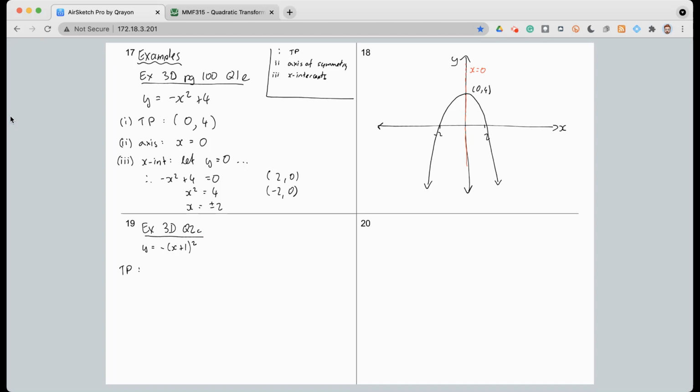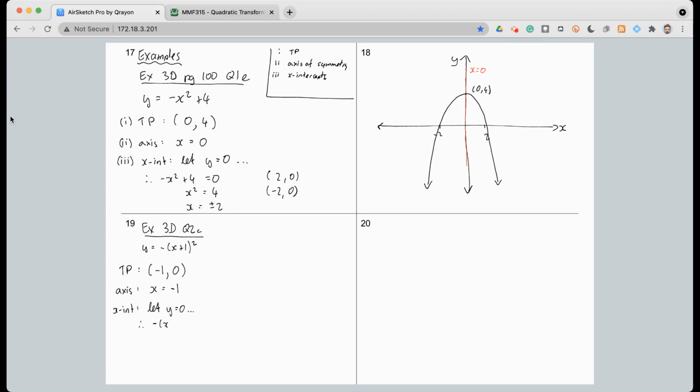The base graph says 0, 0, so the new turning point is going to be minus 1, and with no translation up or down, it's -1, 0. The axis of symmetry is going to be x equals -1. It's just the x coordinate of the turning point. And for the x-intercepts, just the usual, let y equal 0.